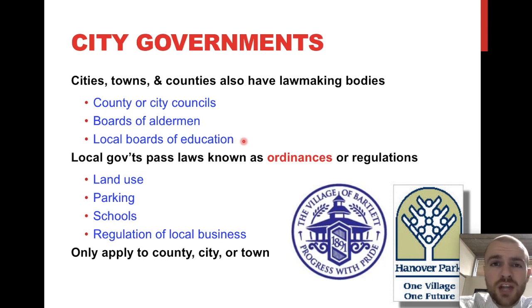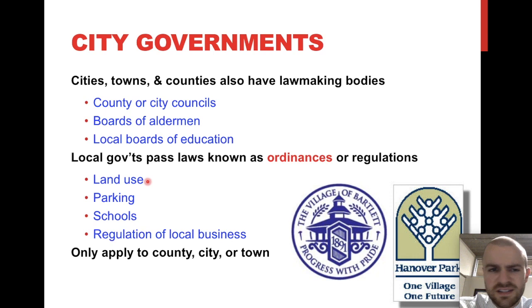Local boards of education. The school board at District U46, all of those members needed to be elected by the community. And they developed policy rules for this district, making them a local form of government. Local governments pass laws known as, not statutes, but ordinances, and they also pass regulations as well.